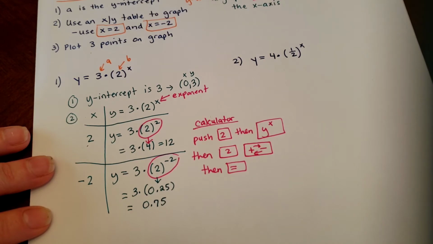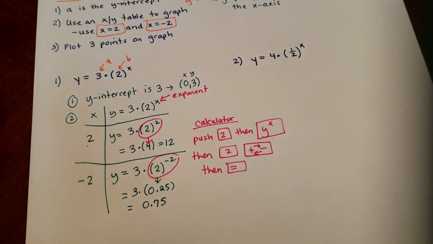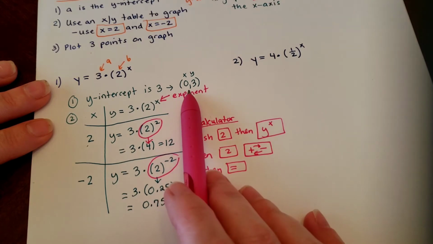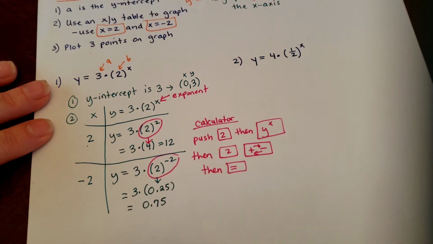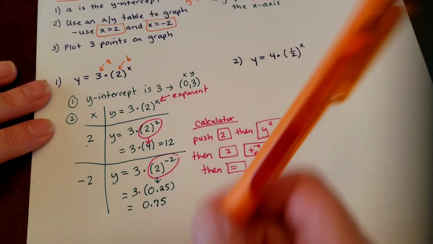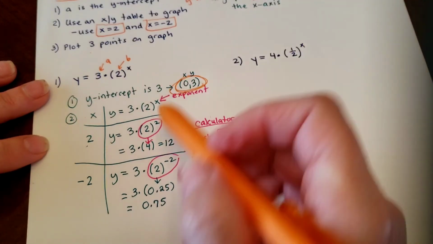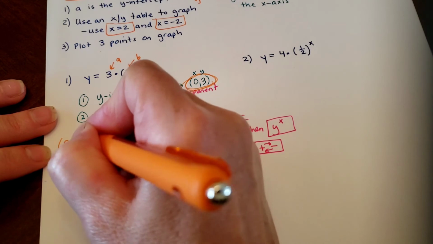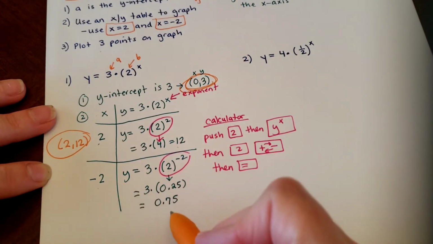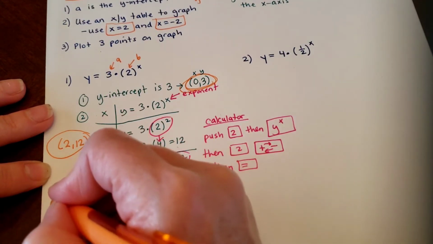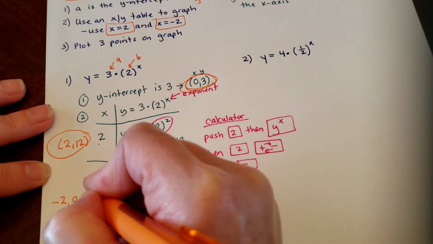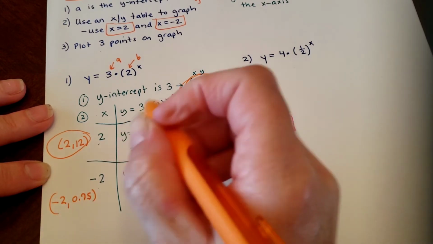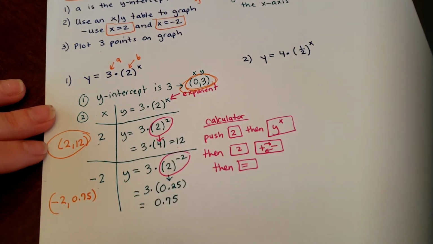So now we're going to plot our 3 points. Let me remind you, our first point was the (0, 3). Let me get a different color. So here we're going to plot (0, 3), and then (2, 12), and then (-2, 0.75). Those 3 points should be enough to get us going on the graph.